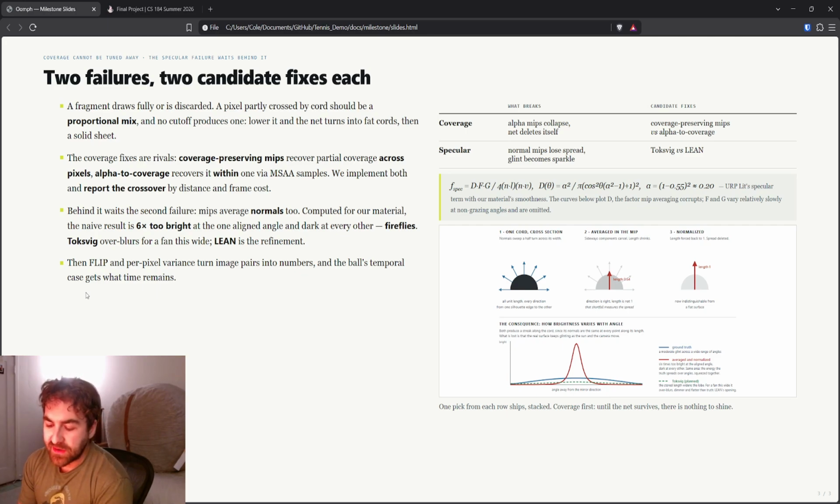And then for temporal aliasing, I plan to use kind of the same reference shot and have a ball spinning towards the observer over the net. And this is where I'm at with the project so far.